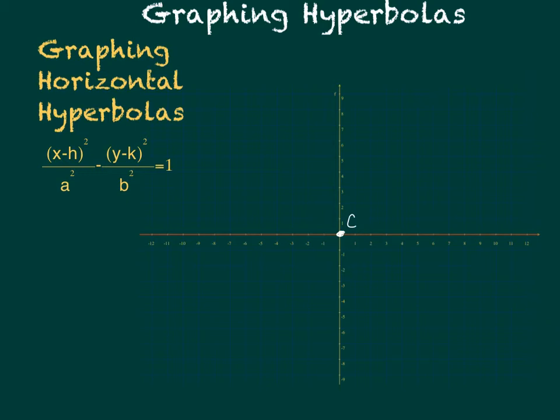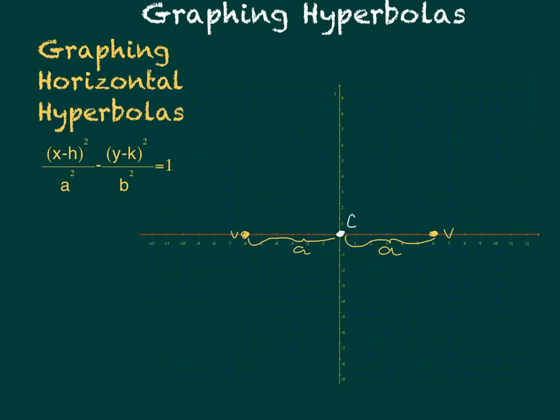And then we're going to have our vertex points. Our vertex points are going to be somewhere out here. It doesn't really matter where they are, but they're going to be somewhere out here depending on what our a squared is. And that's going to be a distance a from the center. So that's how we find our a. We use our a to find where our vertices are.